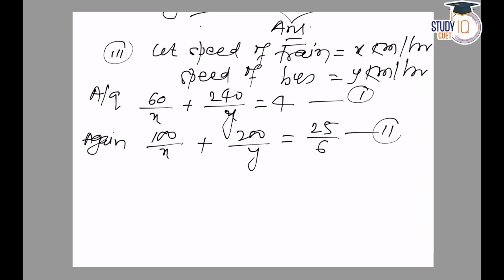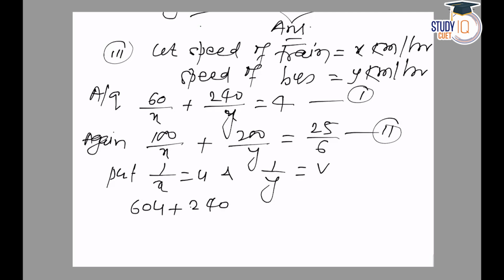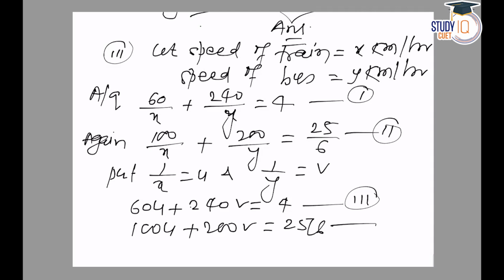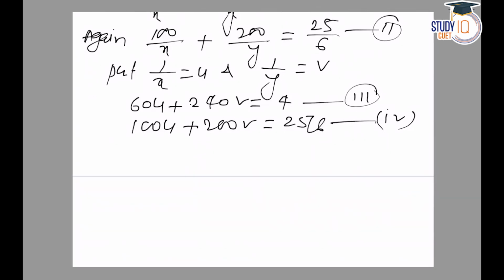That is equation 2. Now put 1 by x equals to u and 1 by y equals to v. So equations reduce to 60u plus 240v equals to 4. That is equation 3. And second equation reduces to 100u plus 200v equals to 25 by 6. Let equation 4. Now solve equation 3 and 4.